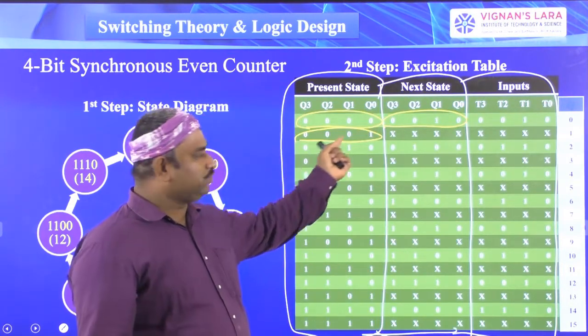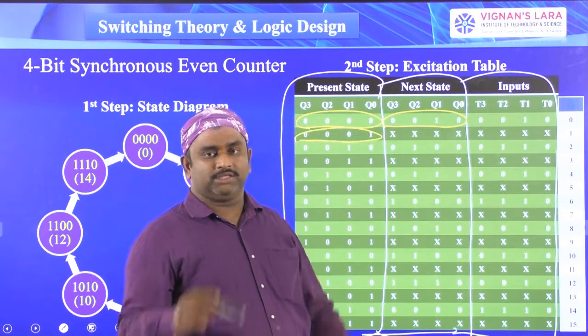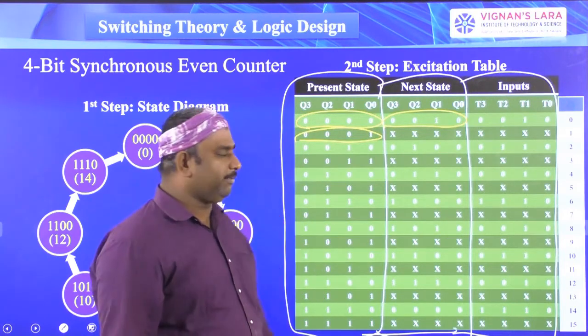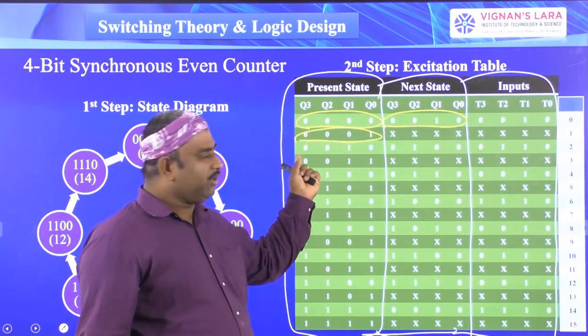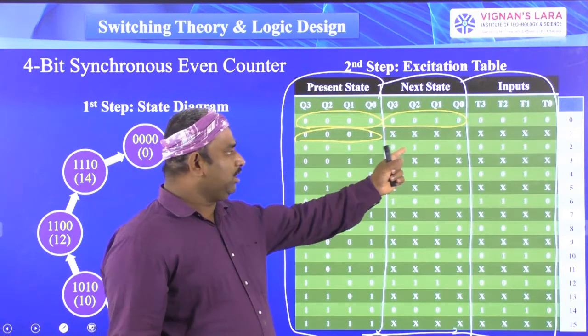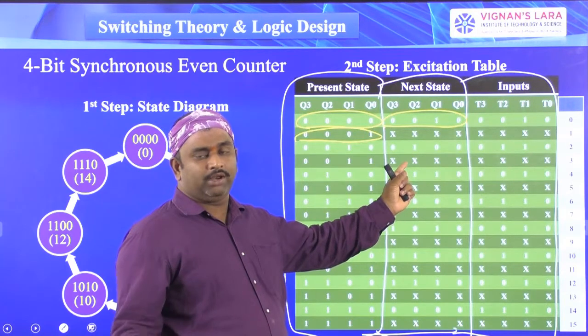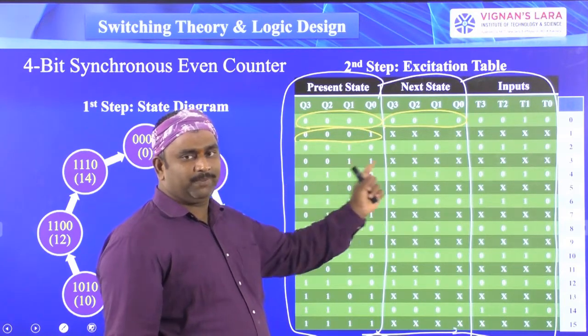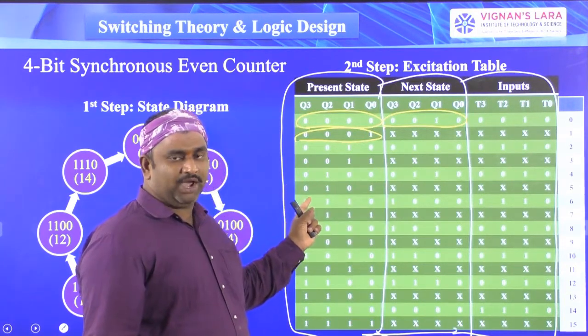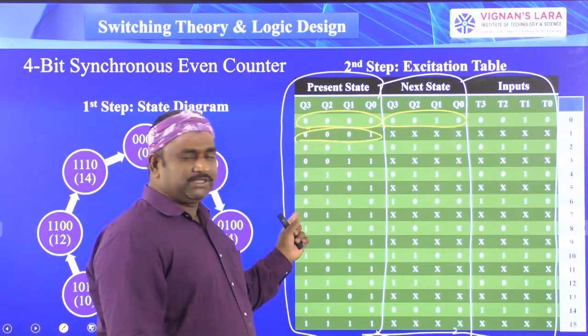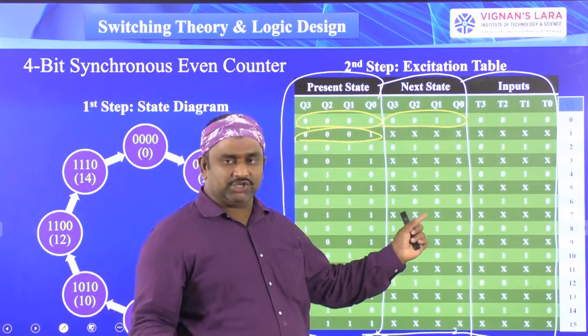If the present state is 1, I am not writing anything. I am using the don't care symbols here. Next, in the same way, if your present state is 2, the next state is 4. If the present state is 3, there is no next state. If the present state is 4, the next state is 6. If the present state is 5, there is no next state. If the present state is 6, then the next state is 8.